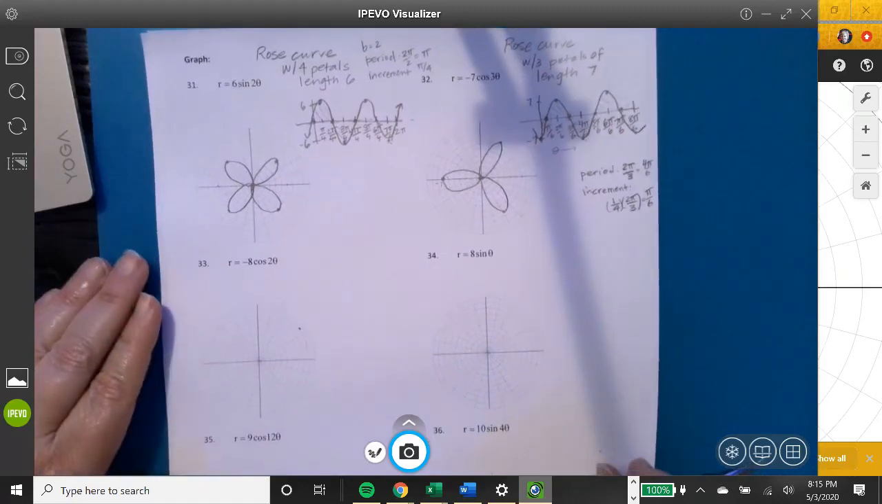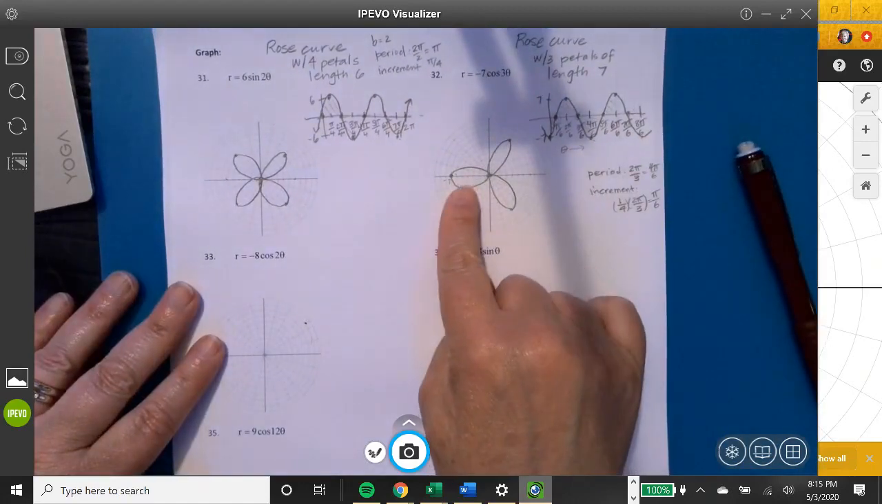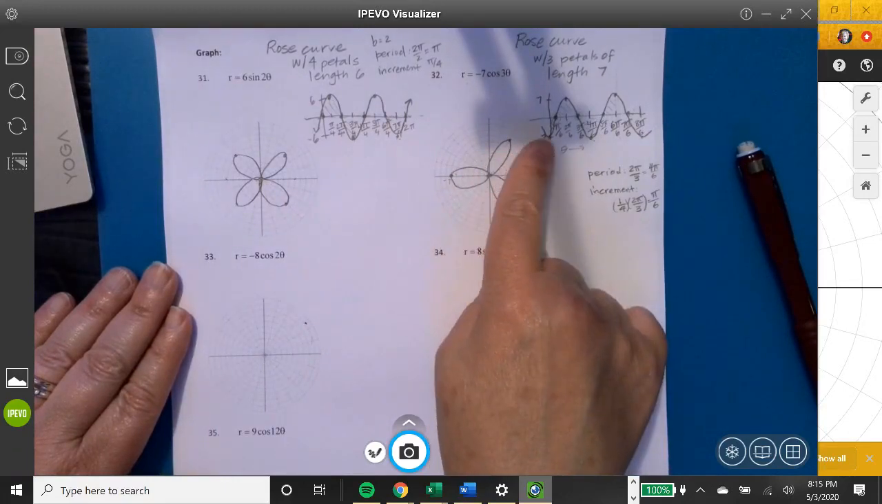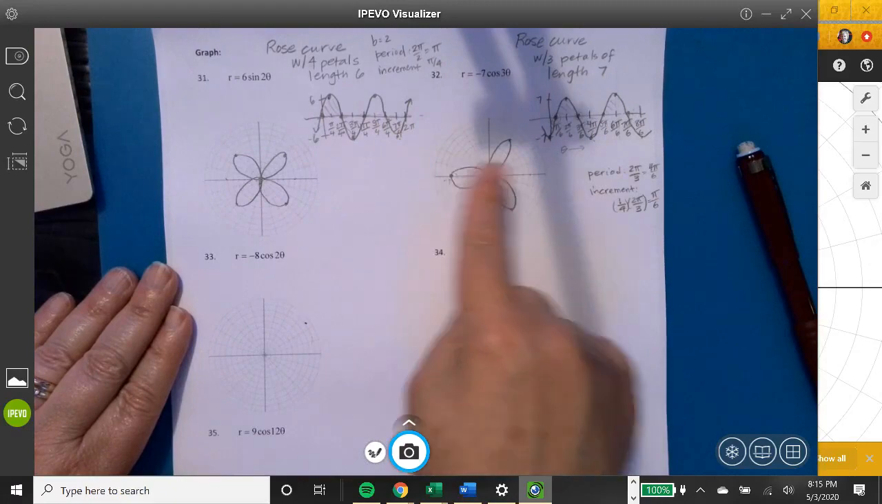Now, when cosine is negative, the initial petal is going to be on the left side that you draw. When cosine is positive, because you go out radially negative, when cosine is positive, you're going to start on the positive side.